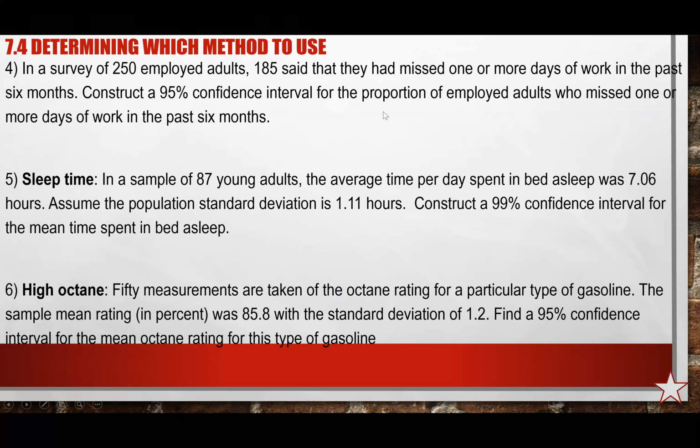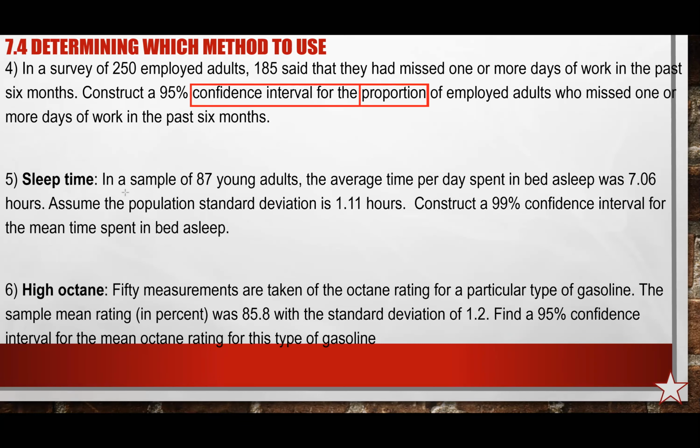So first of all, hopefully you guys see that number 4 is easy because they ask us for a proportion. Right, they ask us for a proportion. That's easy. That's 7.3. That will be the 1-proportion Z feature. Number 5, number 6. Let's take a look at number 5 and number 6. Right, in a sample of 87 adults, the average time per day in bed asleep was 7.06 hours. Assume the population standard deviation.